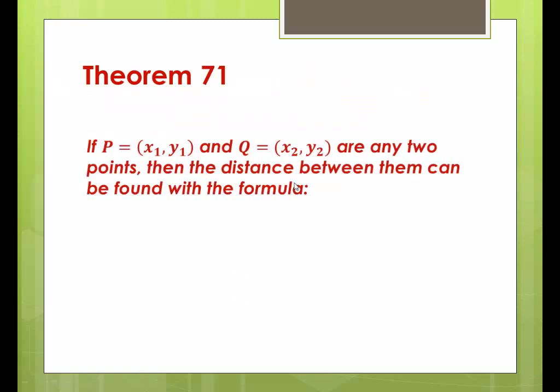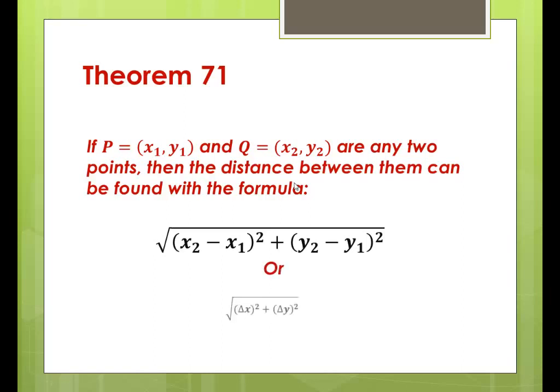Which takes us to Theorem 71, which states that if P, which is a coordinate x sub 1, y sub 1, and Q, x sub 2, y sub 2, are any 2 points, then the distance between them can be found with the formula. Again, x sub 2 minus x sub 1 quantity squared plus y sub 2 minus y sub 1 quantity squared, and that is all under the radical. You can write it simply as the difference of x's squared plus the difference of y's squared, all under the radical. So, just 2 ways of writing it.